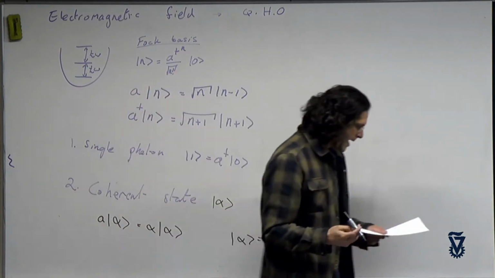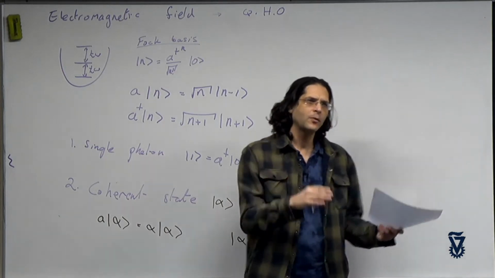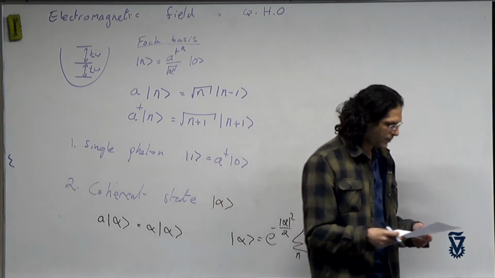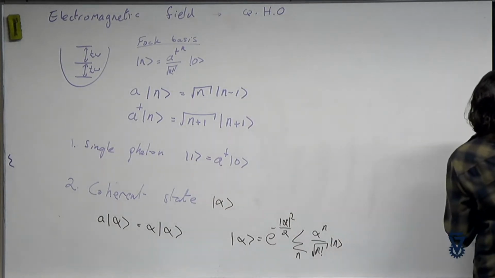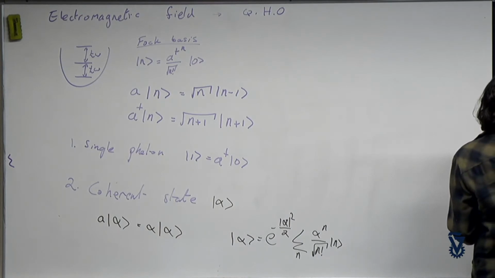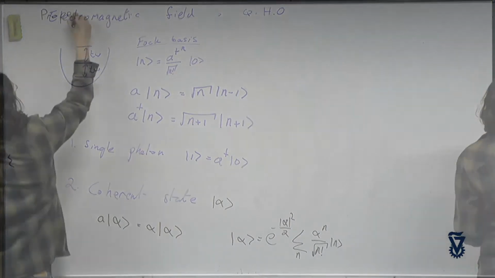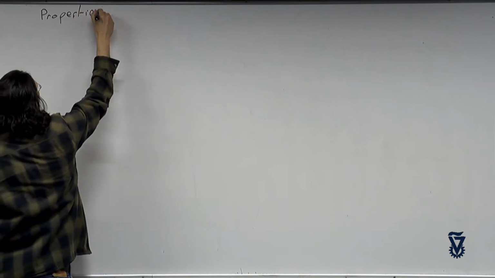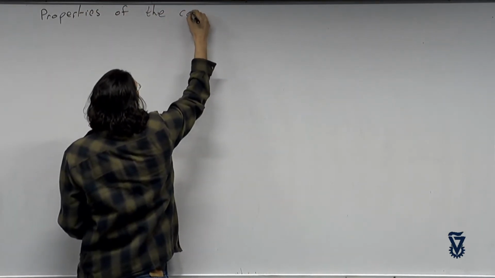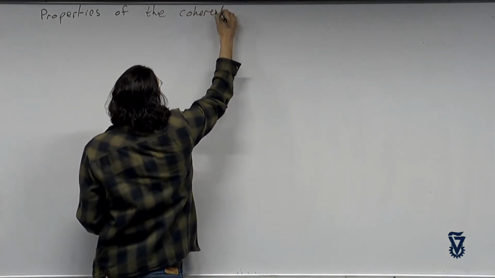Okay. And after we do that, we'll go back to the single photon and we'll build a single photon model. So what we're going to do now is we're going to discuss properties of the coherent state.